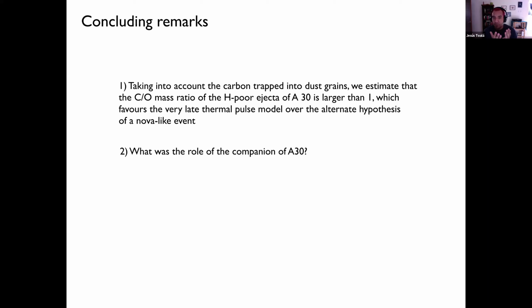And now we can start questioning ourselves. What was the role of a companion of Abell 30 if it did not produce the born-again event and the ejection of the hydrogen-poor material? Did it have a role producing this explosion, or maybe it only helped produce the bipolar shape we see in this hydrogen-deficient material? So this is something that we still need to think about. And we are trying to do the same for other born-again planetary nebulae. So stay tuned. Thank you.